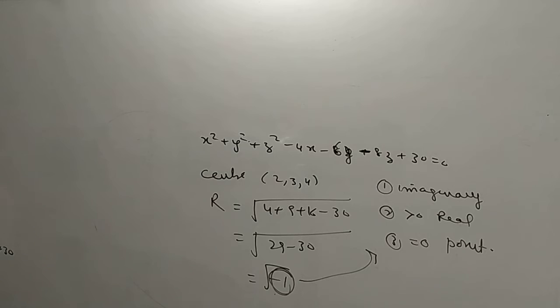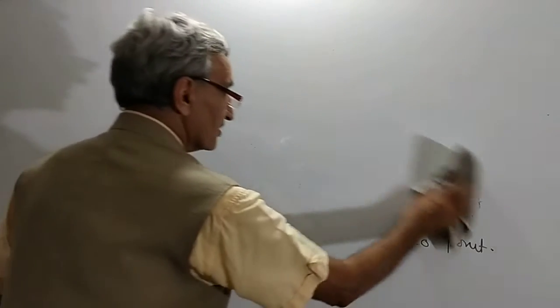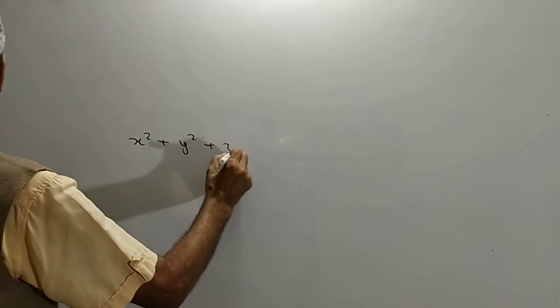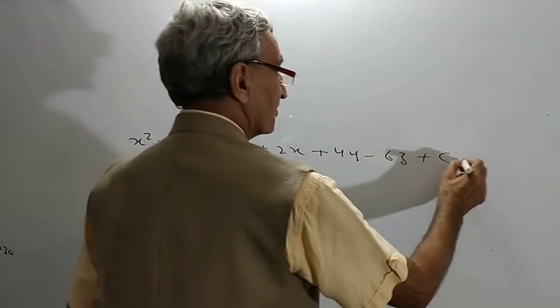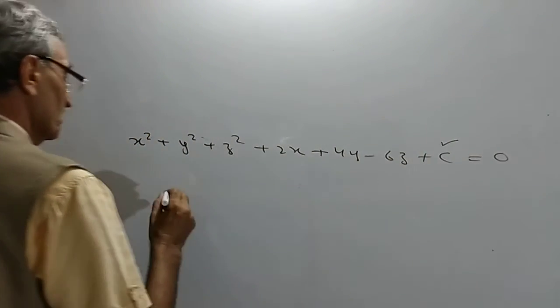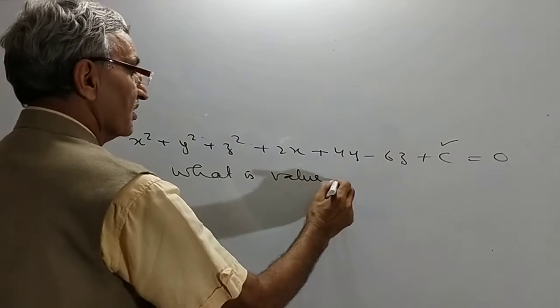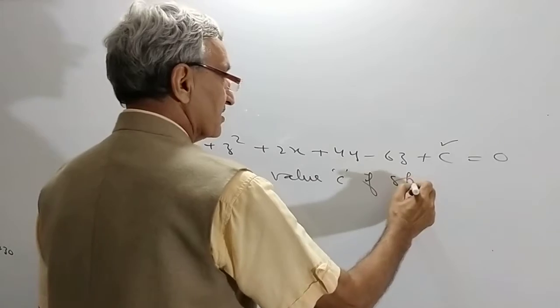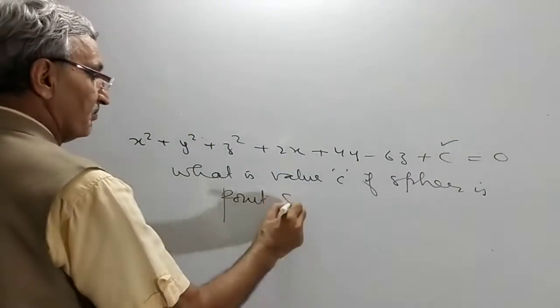So let me do another question based on it. This is my next question that has been asked in the NDA exam. Equation is x square plus y square plus z square plus 2x plus 4y minus 6z plus c is equal to 0. Okay, what should be the c value? What is the value of c if the sphere is a point sphere here?